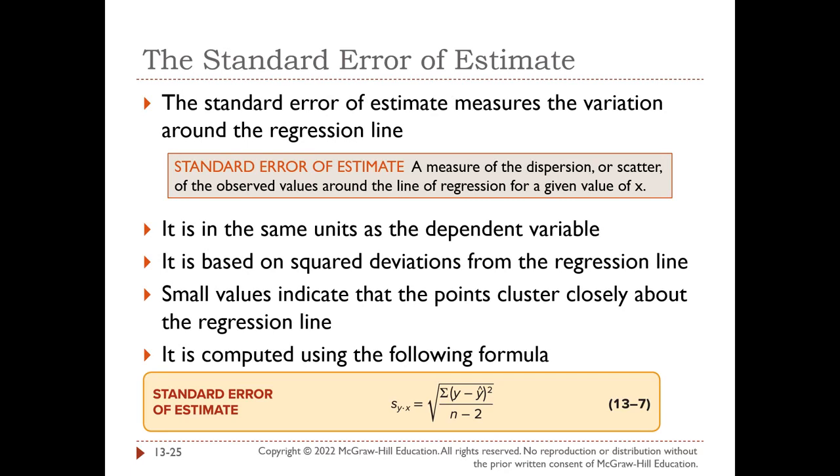So this is the variation, the standard error of estimate. This is going to be the measure of dispersion or scatter of the observed values around the line of regression for a given value of x. It is in the same units as the dependent variable. It is based on squared deviations from the regression line. Small values indicate that the points are clustered closely about the regression line. It is computed using the following formula: the square root of the sum of y minus y hat squared divided by n minus 2.